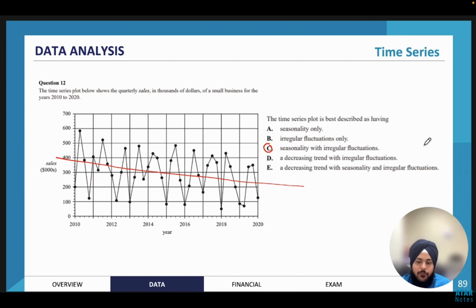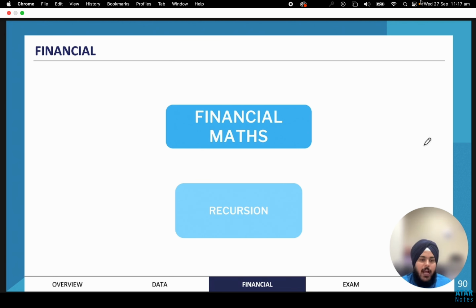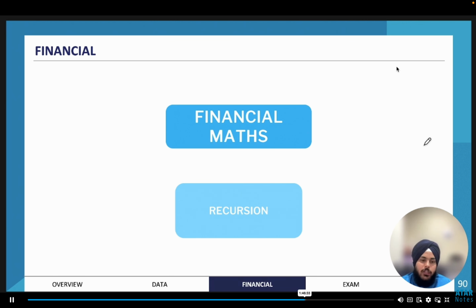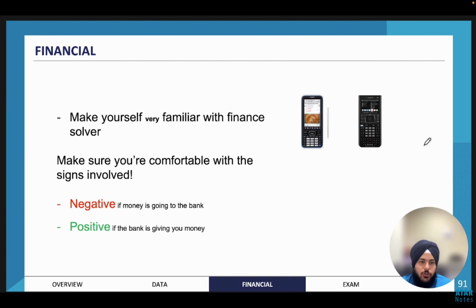Okay, so that was essentially it for the data section. Now we'll move on to the financial section. The financial section has two components: we'll be looking at recursion and also financial modeling. Some tips from the get-go: get yourself familiar with the finance solver. Your finance solver is literally everything.